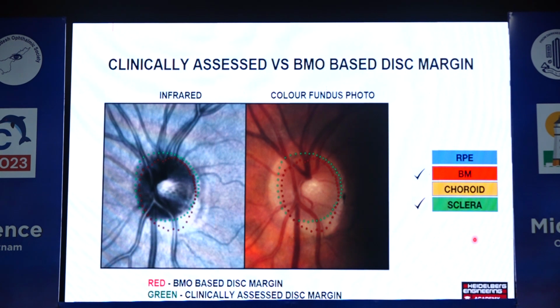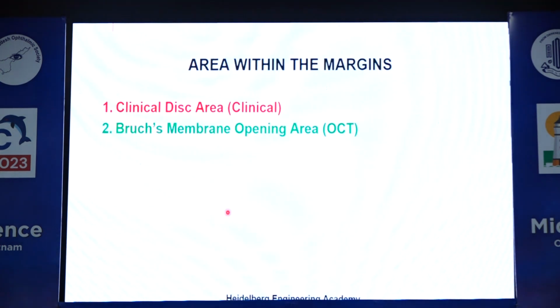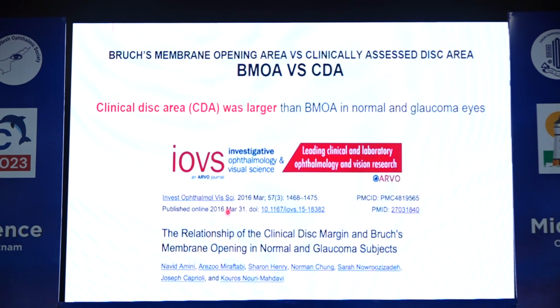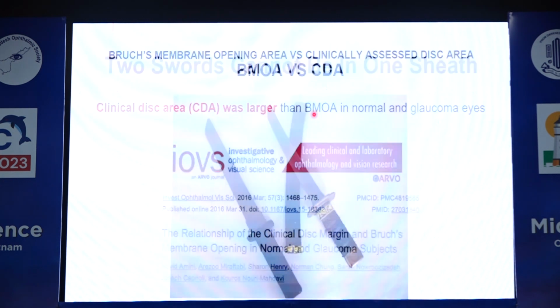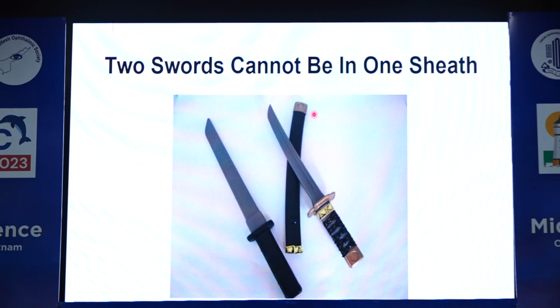Because if you have two margins, one will be the clinically assessed margin, marked as the green dotted line. Another one is the BMO-based disc margin, that is the red dotted circle. So we will end up having a BMO-based disc margin and a clinically based disc margin. There will be two areas, the clinical disc area and the Bruch's membrane opening area, which is OCT based. The clinical disc area was larger than the BMO area in normal and glaucomatous eyes. It was well proved. So you cannot have two swords in a single sheath. You can have only one.